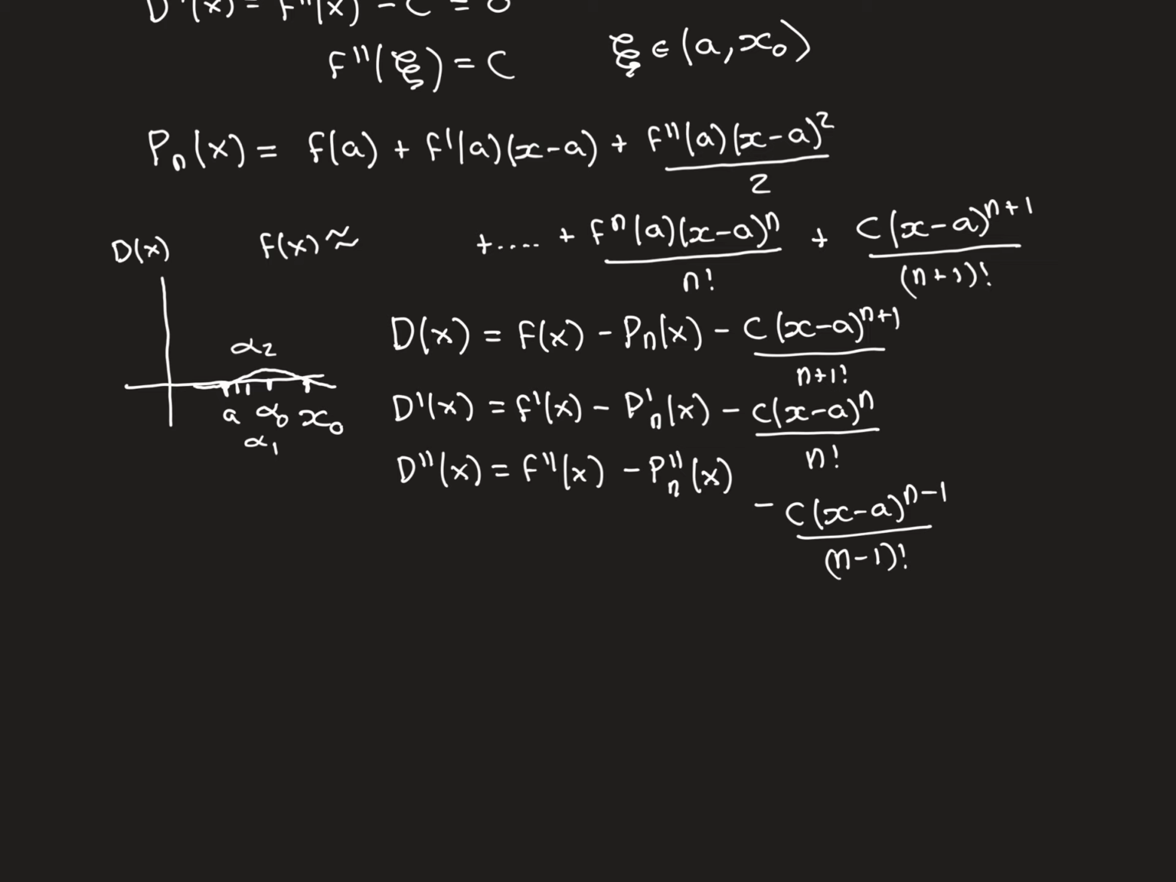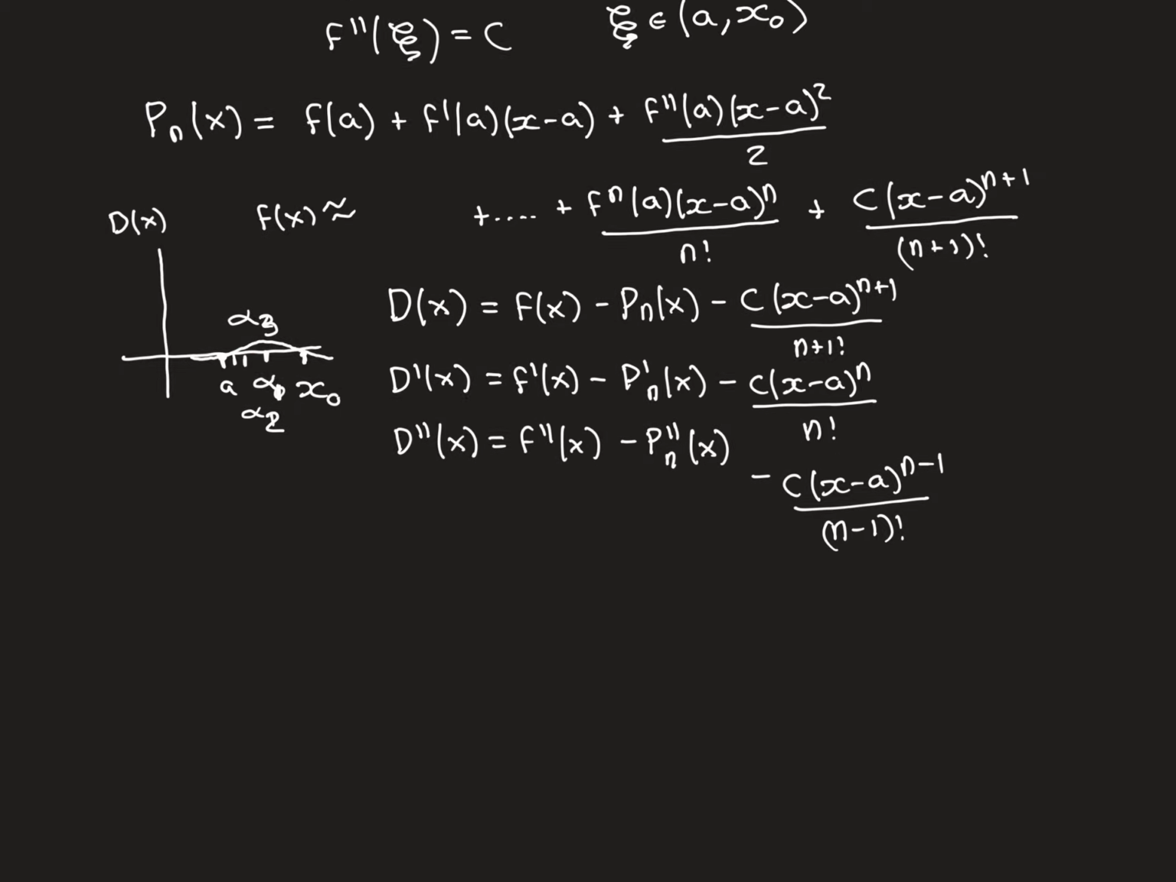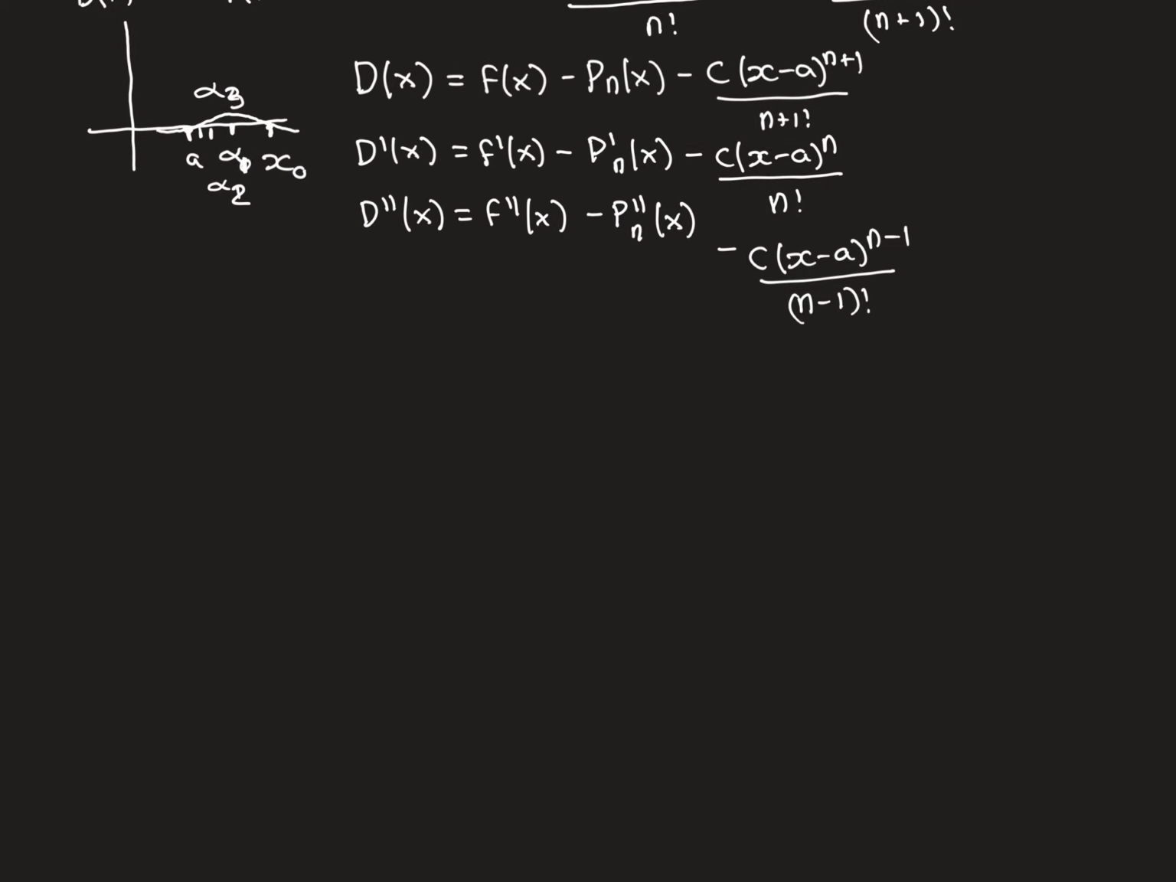So alpha 0 should have been alpha 1, alpha 1 should have been alpha 2, alpha 2 should have been alpha 3. Those are better names for them. It doesn't matter, but it allows us to more easily keep track of what they relate to. So alpha 1 is the point where the first derivative is equal to 0. Alpha 2 is the point where the second derivative is equal to 0. Alpha 3 is the point where the third derivative is equal to 0. So this will continue on right the way up to alpha n and the nth derivative.